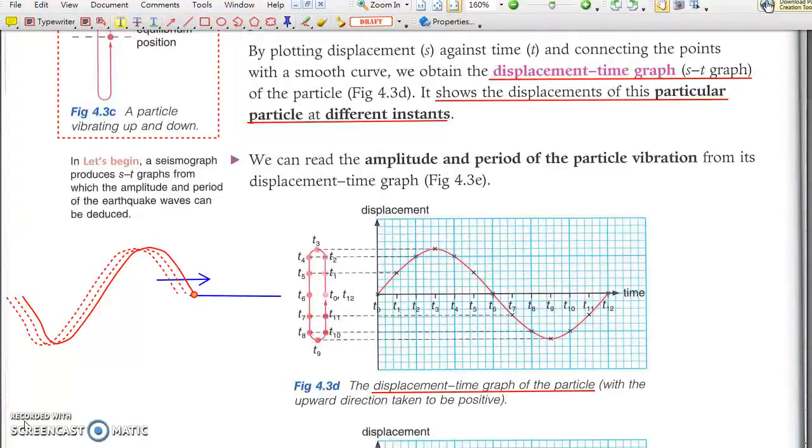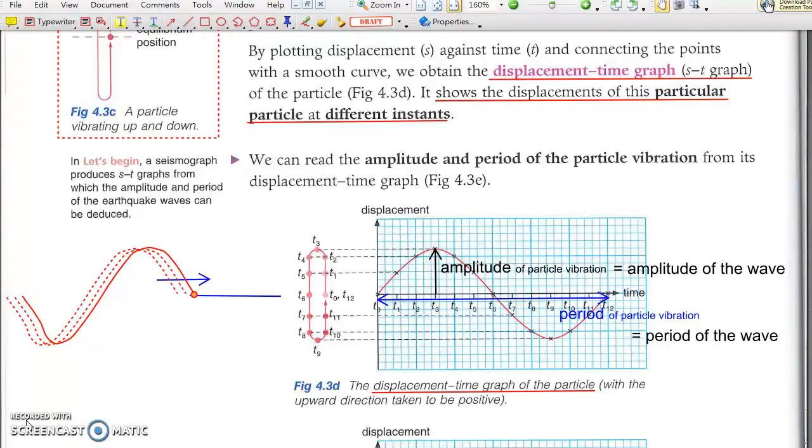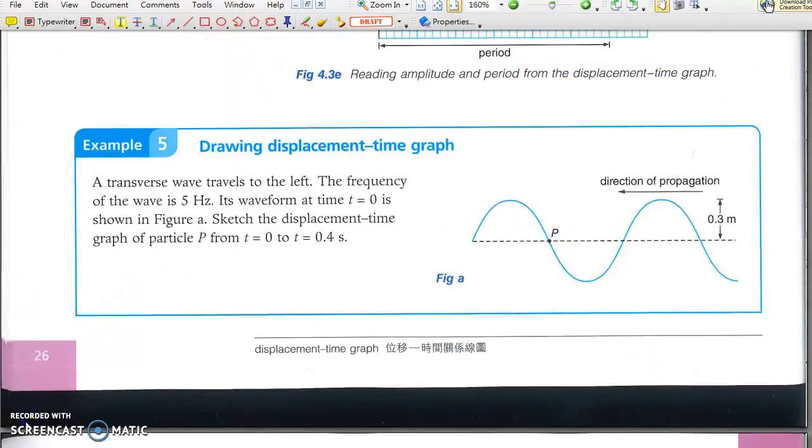A displacement time graph shows the amplitude of particle vibration and also its period directly. And of course, they also equal to the amplitude and period of the wave respectively. So how can we draw a displacement time graph from a given displacement position graph? Or vice versa? Let's take a look at example 5 below.